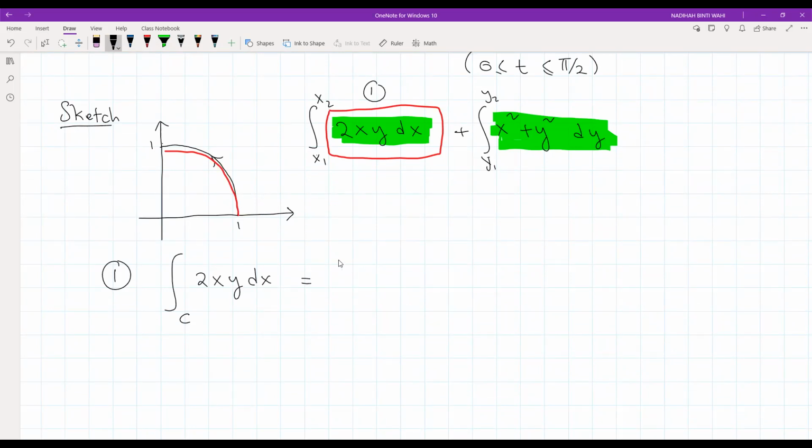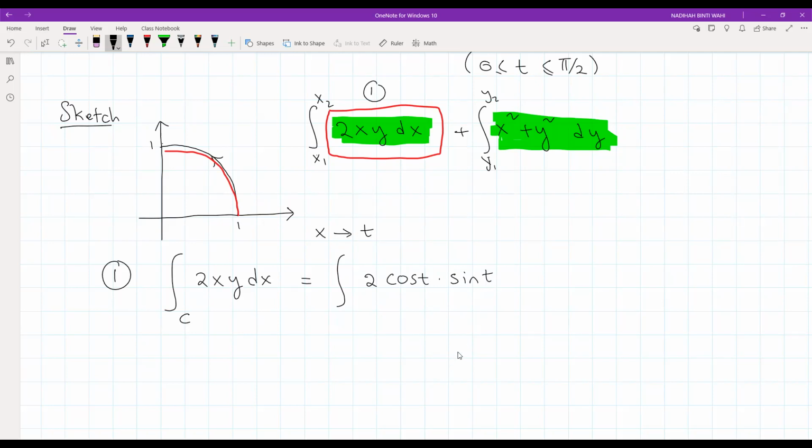Okay, so t, we need to change x in terms of t. So x should change in terms of t. Okay, so maksudnya kat sini kena ada dt. On this should be a dt. So 2x tu apa? X adalah cosine of t. Y is sine of t.